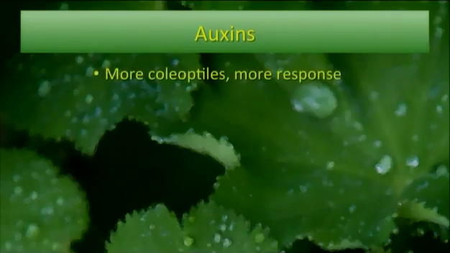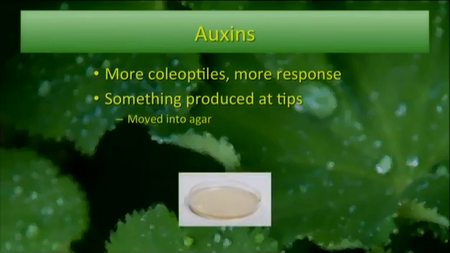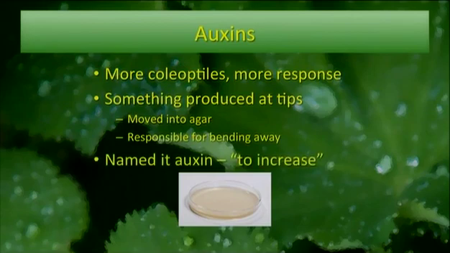So the more coleoptiles they used to make the solution, the more response they got. So they were able to show that something is produced at the tips of shoots that moved into the agar. So here's some agar in a petri dish. And that substance was responsible for the bending away of the stem. So he named it auxin. Auxin means to increase.